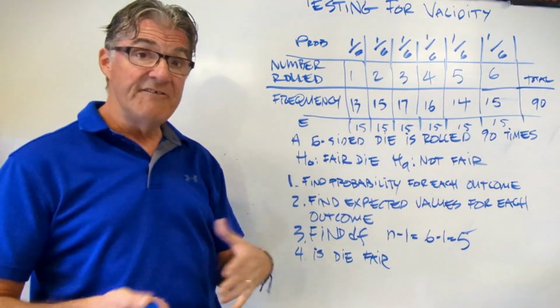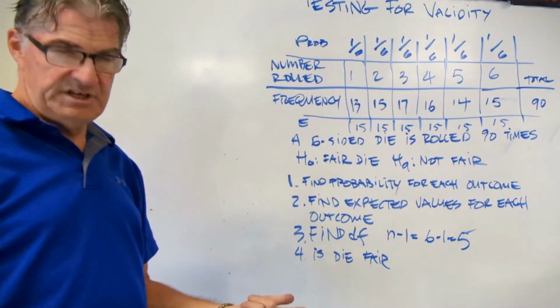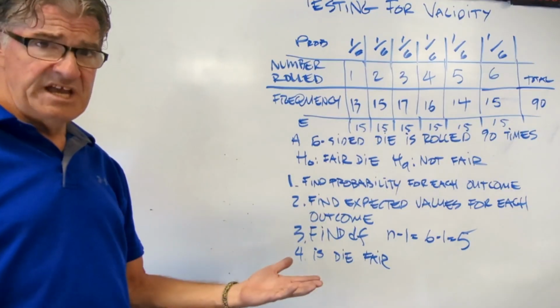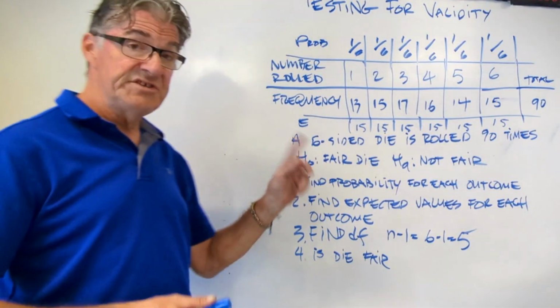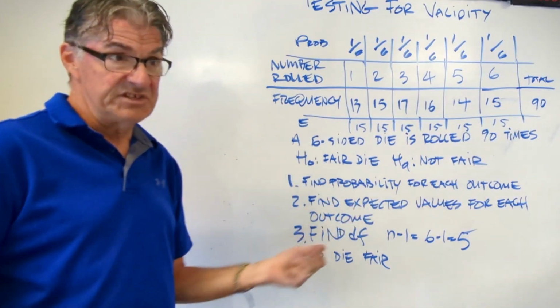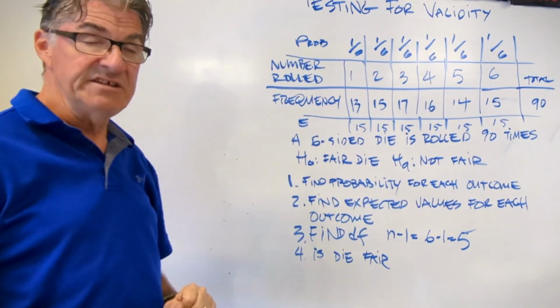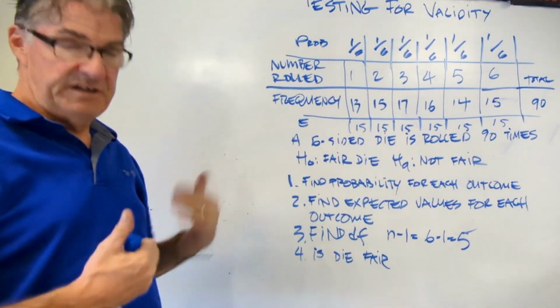So now you have everything that you need to go ahead and enter into your technology, Desmos, TI Inspire, TI-84, or whatever else you use, and go ahead and put that in there and run your goodness of fit calculation. It's a chi-square calculation, really. It's just we're doing it in a different context. And go ahead and get your results, get your chi-square, get your p-value, and come back.